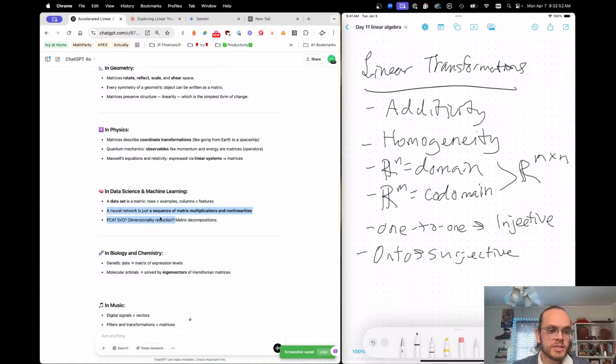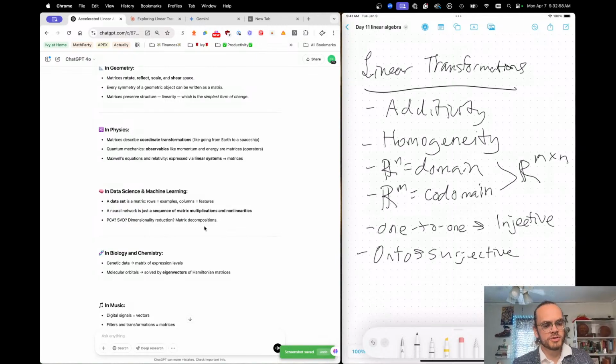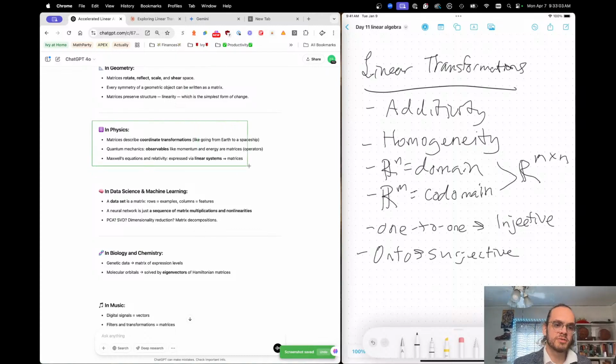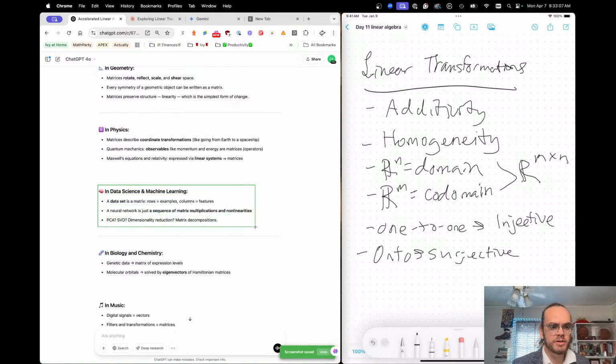A neural network is just a sequence of matrix multiplication and non-linearities. PCA, SVD, dimensionality reduction, matrix decompositions. These are going to be things that just don't make sense to me for a while. I can tell this is like the end of the course when I start applying linear algebra to things.